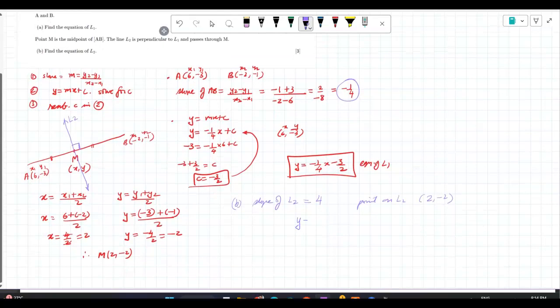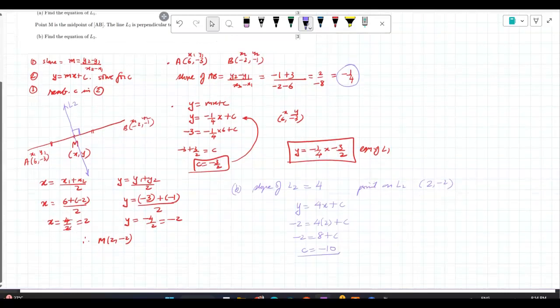So again y is equal to mx plus c, 4x plus c. Minus 2 is equal to 4 into 2 plus c, minus 2 equals 8 plus c, so c is equal to minus 10. So y is equal to 4x minus 10.